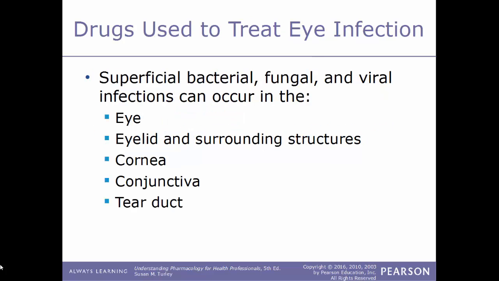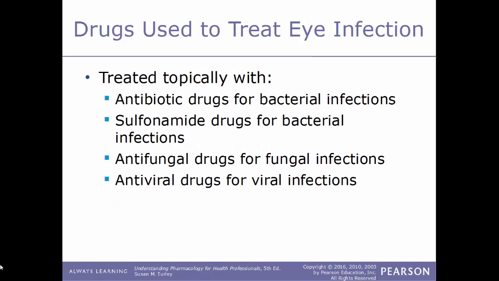First, we'll start off with drugs that are used to treat eye infections. Now, superficial bacterial, fungal, or viral infections can occur either within the eye itself or the eyelid and the surrounding structures: the cornea, the conjunctiva, and also the tear duct. These infections will be treated topically with antibiotic drugs or sulfonamide drugs for bacterial infections, antifungal drugs for fungal infections, and antiviral drugs for viral infections.